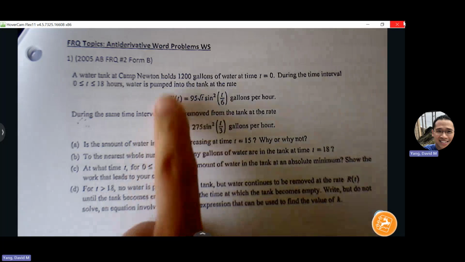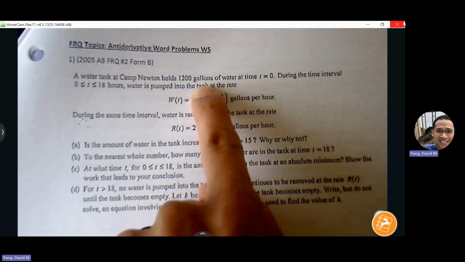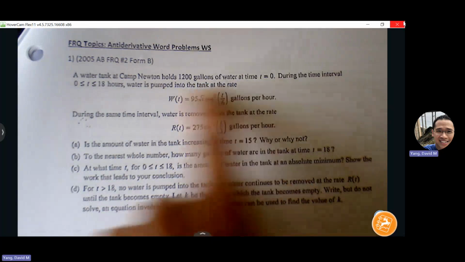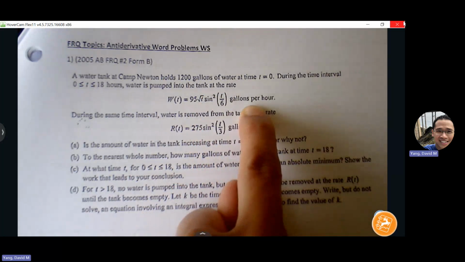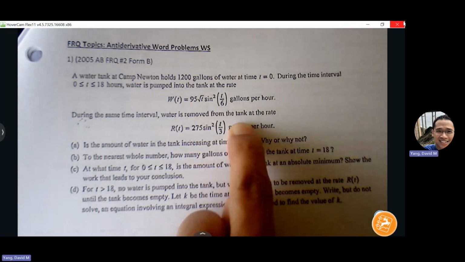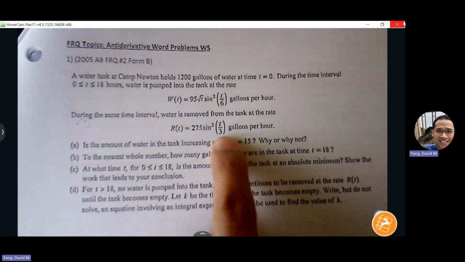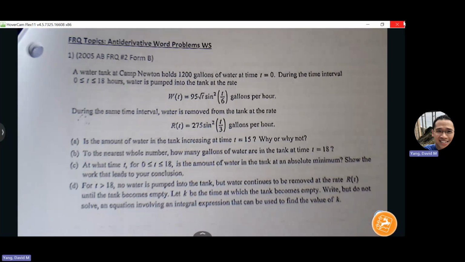A water tank at Camp Newton holds 1,200 gallons of water at time t equals 0. So we have water in the tank to begin with when t equals 0. During the time interval, water is pumped into the tank at a rate of W of t. So we have some rate at which water is coming in, gallons per hour. During the same time, water is also being removed from the tank. So water is coming in, and water is also being removed, okay, at a certain rate. They're both in gallons per hour. Part A, is the amount of water increasing at time t equals 15?